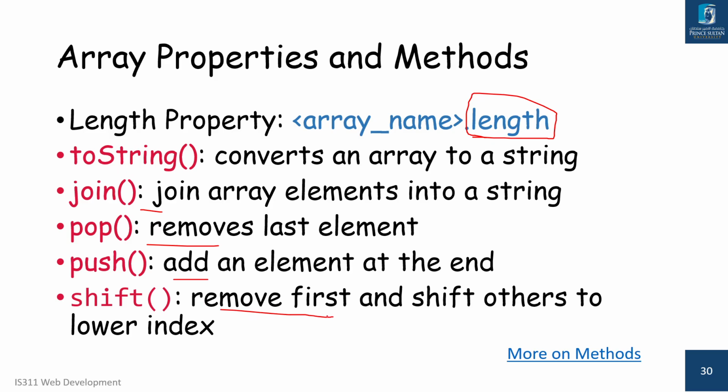Shift means that we remove the first element and shift all the other elements. The index 0 value will be removed, whatever is at index 1 will come to 0, index 2 will come to 1, and so on. So it will move these blocks. These are the different methods which exist in the JavaScript language, and you can access them to perform different types of operations on the array.